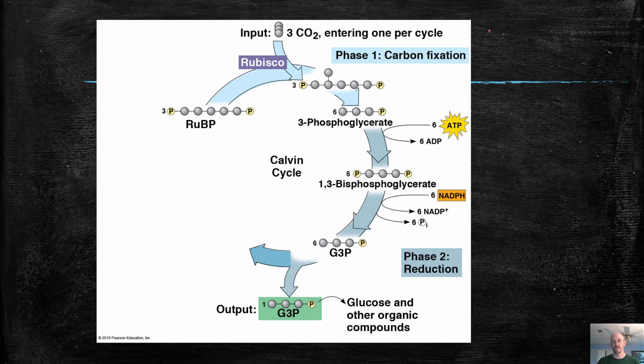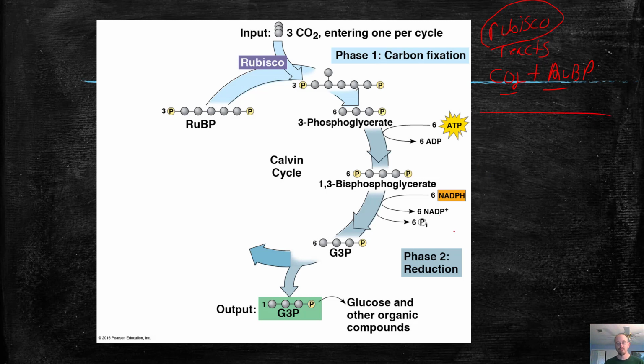So rubisco reacts CO2 and RUBP. Okay, we're not going to worry about phosphoglycerate. There we go. I don't know why I couldn't say that. We're not going to worry about phosphoglycerate, the intermediate, but the first reactants are CO2 and RUBP catalyzed by the enzyme rubisco. And this is called carbon fixation.